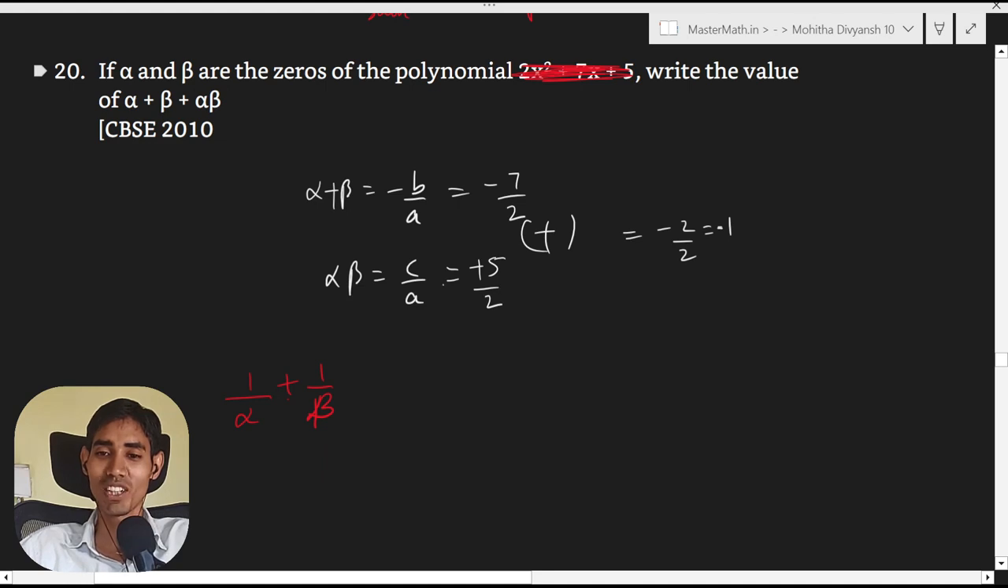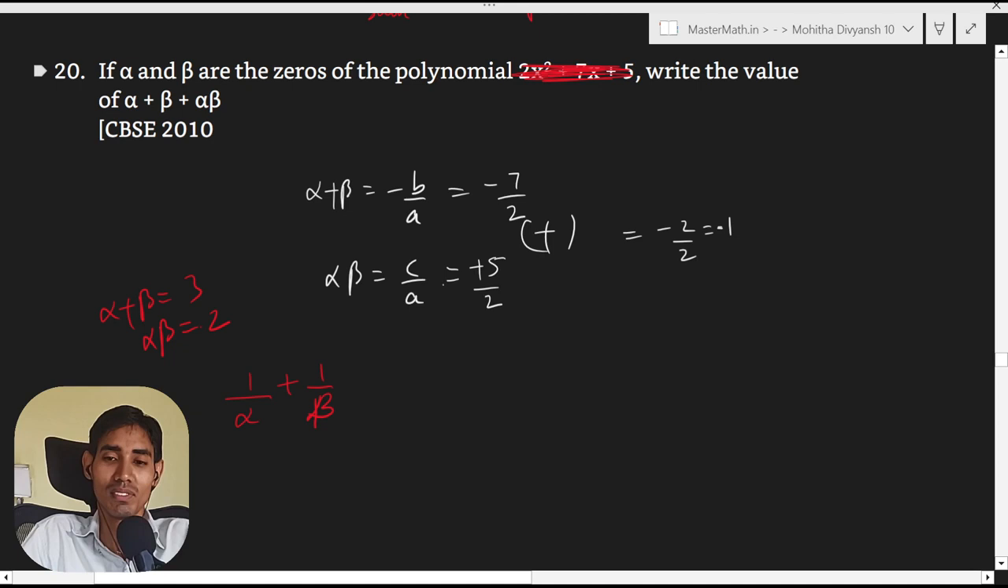Sum is 3 and product is 2. Expressions are changed. So clearly you can't get alpha and beta values for this. I mean, you could do something, but then leave it. So what to do? We are just given alpha plus beta, the sum, as 3 and alpha beta is 2.